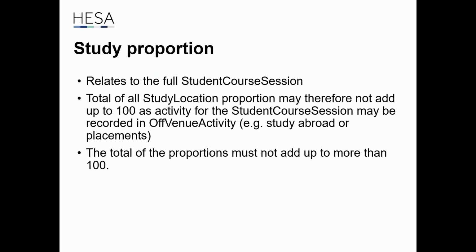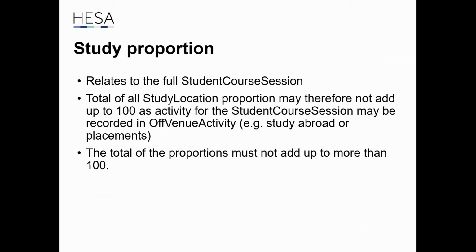So looking at the study proportion field then, this is a percentage. It's going to relate to the whole of the student course session. I will go into some examples later, so don't worry too much, that kind of helps hang it together. In terms of adding things up, we might not have all 100% returned within the study location because there are cases when we don't need that detail.